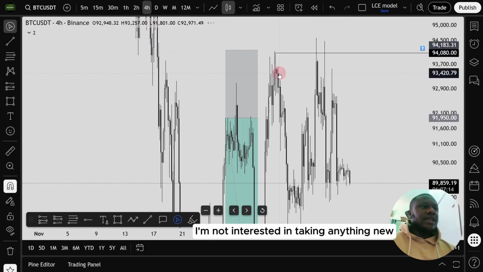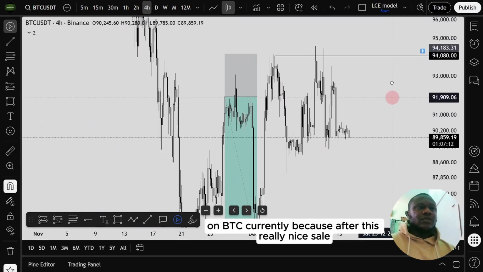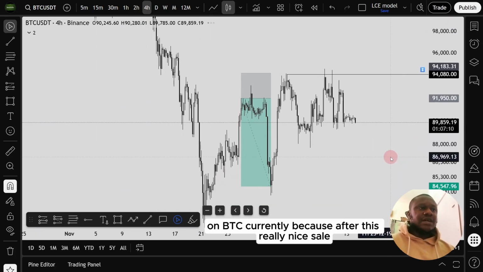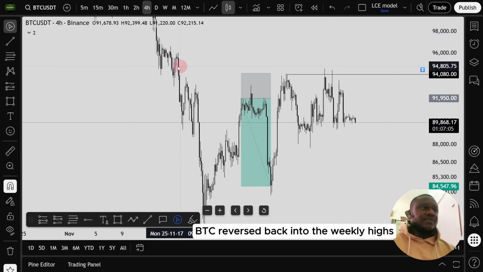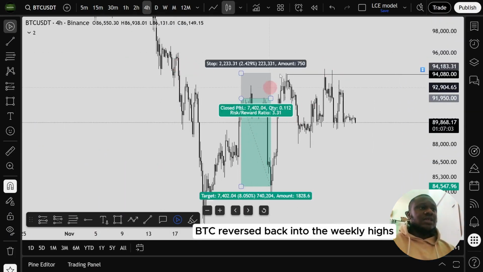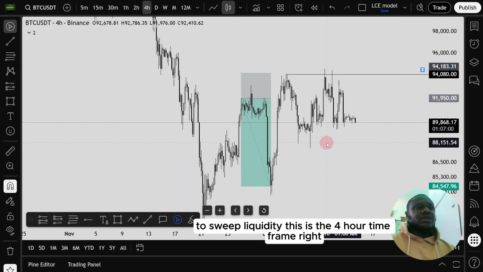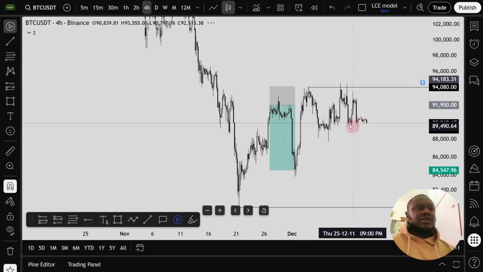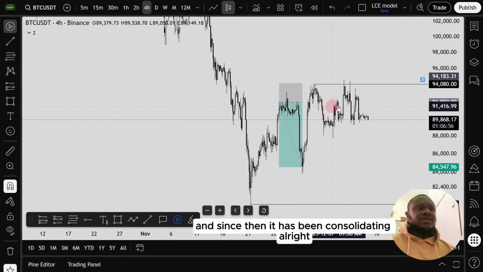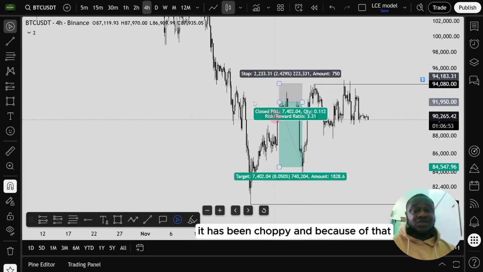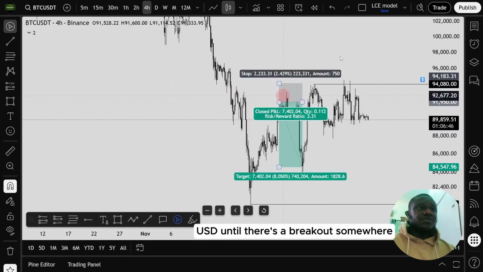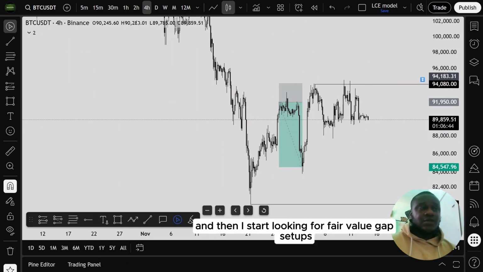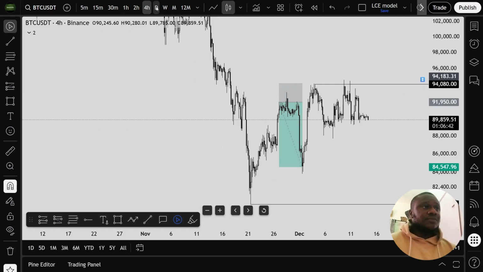I'm not interested in taking anything new on BTC currently, because after this really nice sell, BTC reversed back into the weekly highs to sweep liquidity. This is the 4-hour time frame. And since then it has been consolidating. It has been choppy, and because of that, I will not be looking to take anything new on it until there's a breakout somewhere, and then I start looking for fair value gap setups.